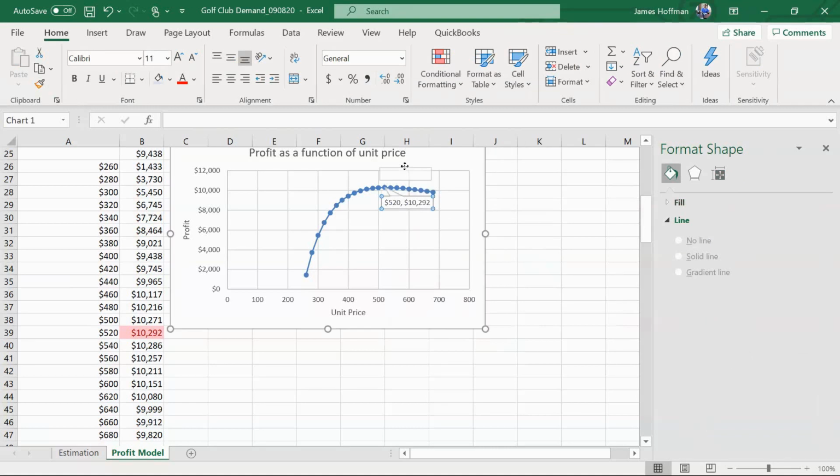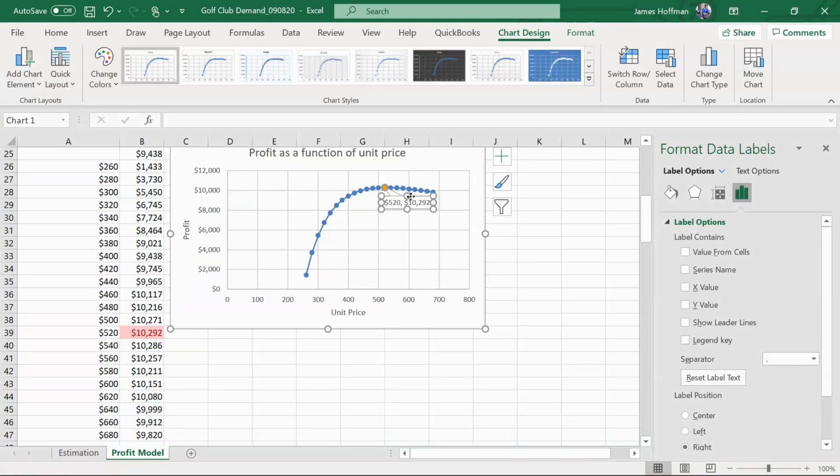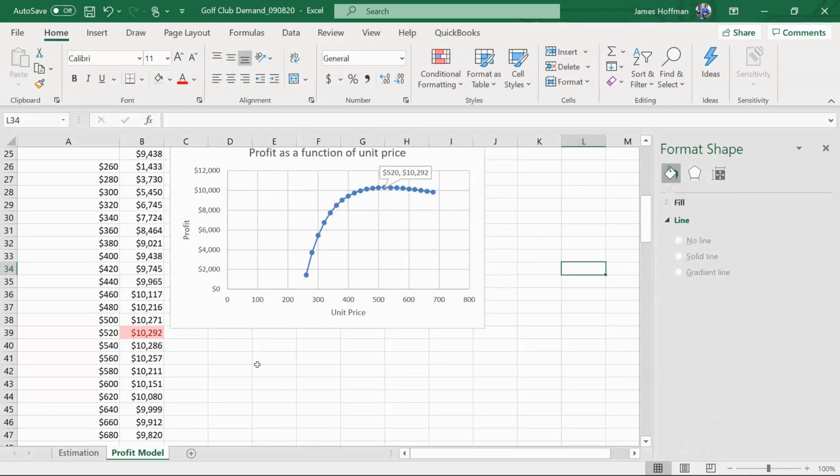See if I want that up there. Okay, so there you can see this is the reference over here, and if you want, you can make a little note of that on the graph. So here's the point you found over here, and that's the highest profit point on the graph.